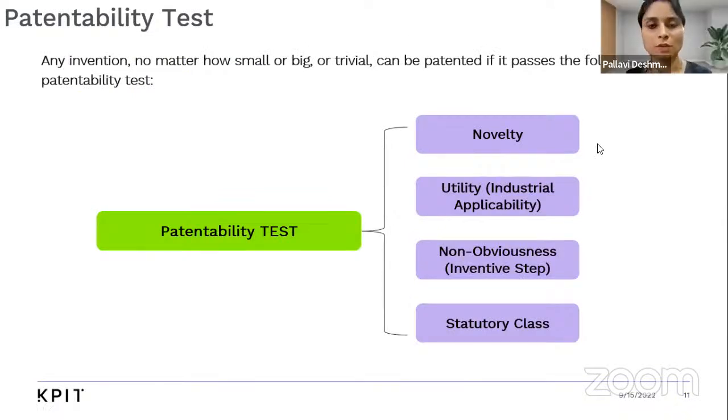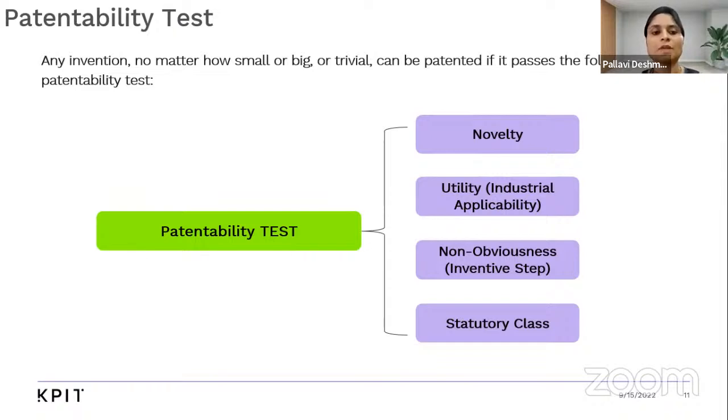Yeah, thank you, Pranjali, for explaining the importance of IPR and explaining what the different types of IP rights are. Now we will see what the patentability test is. So if you are thinking of patenting your invention, then your invention needs to pass the patentability test. So basically there are three criteria of patentability: novelty, inventiveness, and industrial applicability.